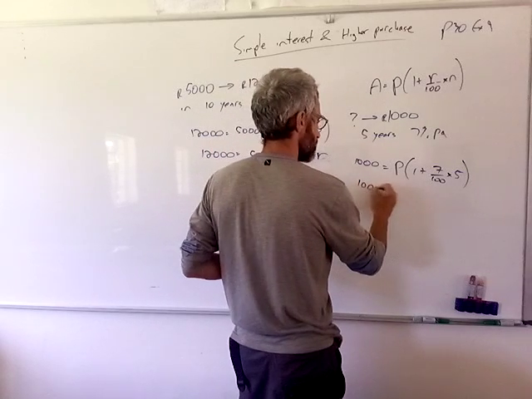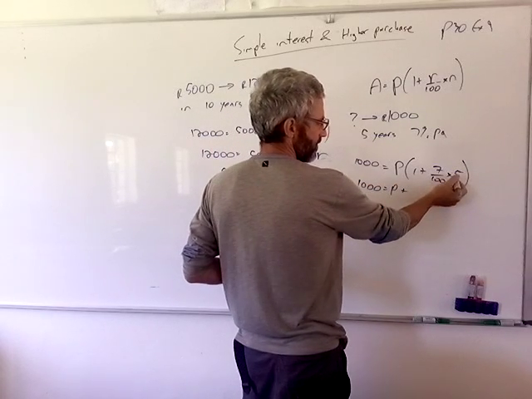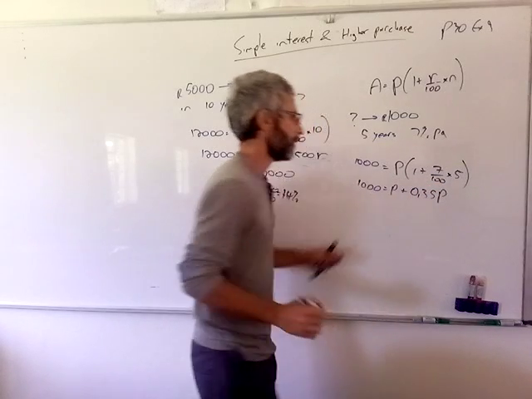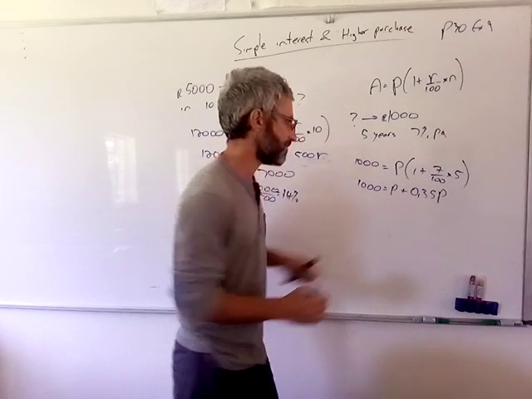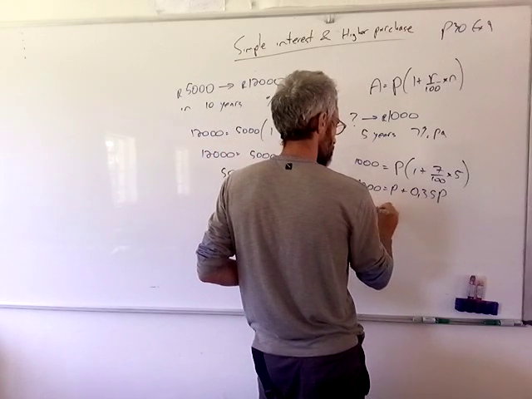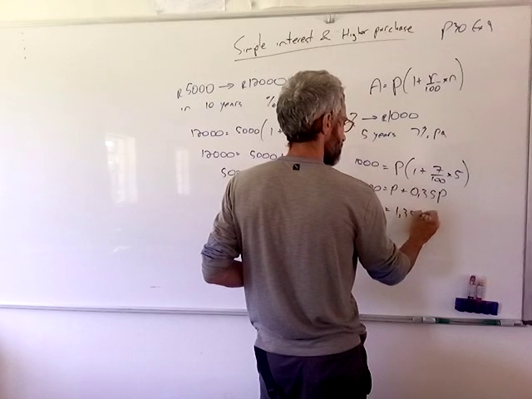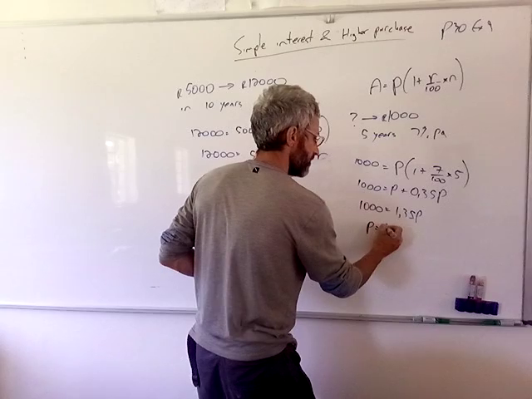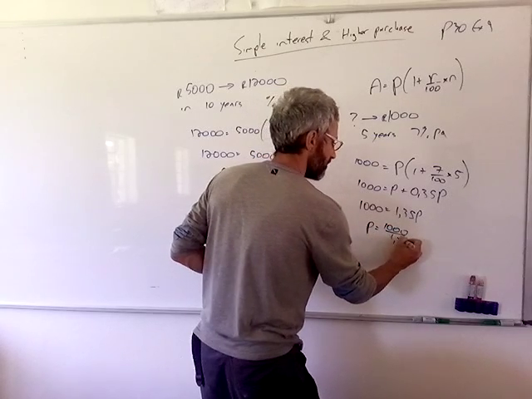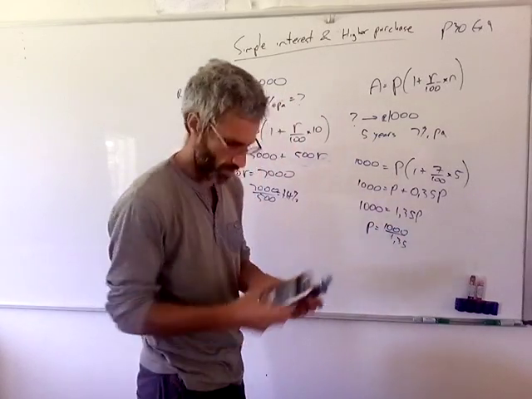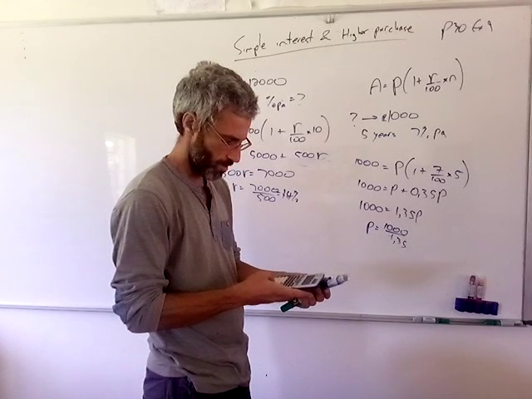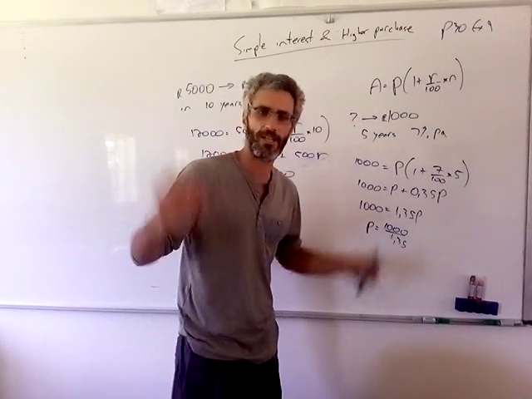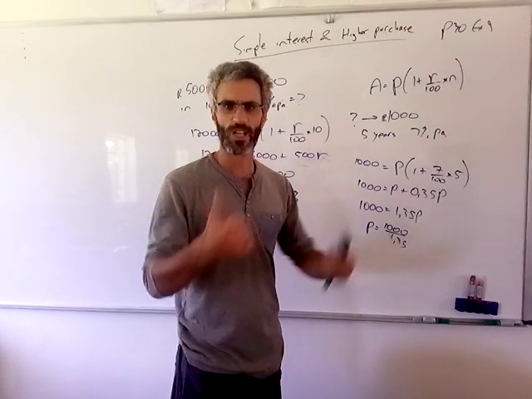So 1,000 equals P plus 35 divided by 100, which is 0.35P. What do we do now? What is P plus 0.35P? It's going to be 1.35P. And then to find out what P is, I'm going to divide by 1.35. So 1,000 divided by 1.35. The answer is 740 rand and a little bit of change. So that's pretty easy, isn't it?